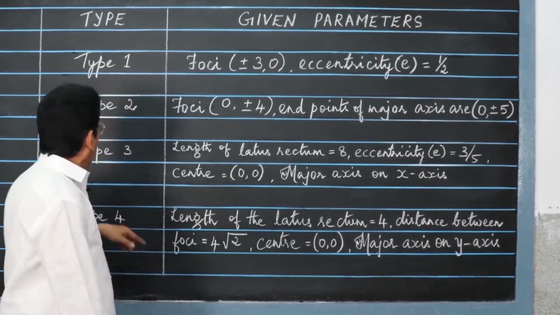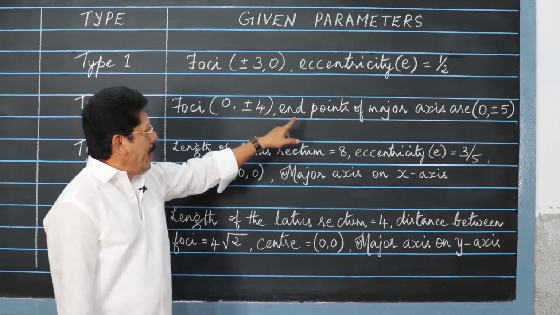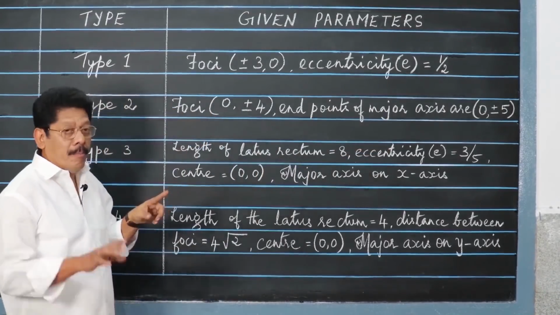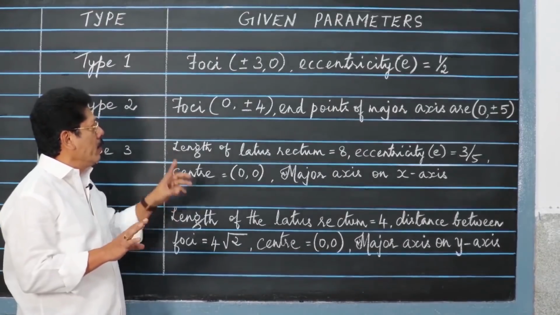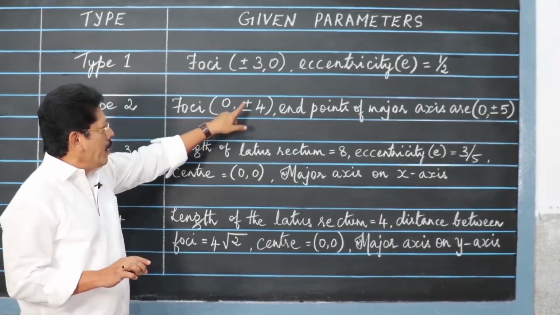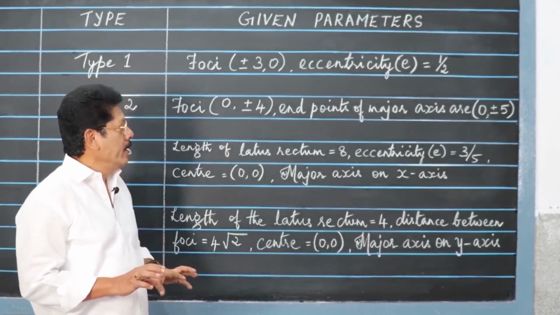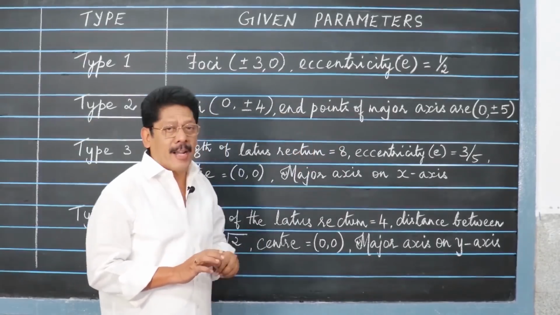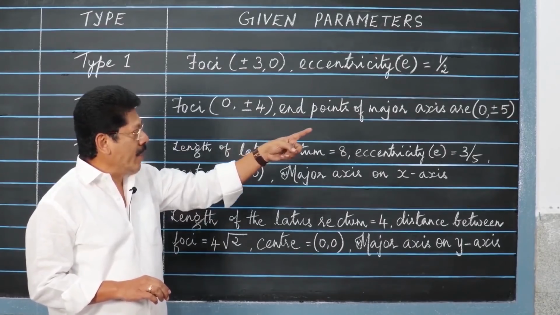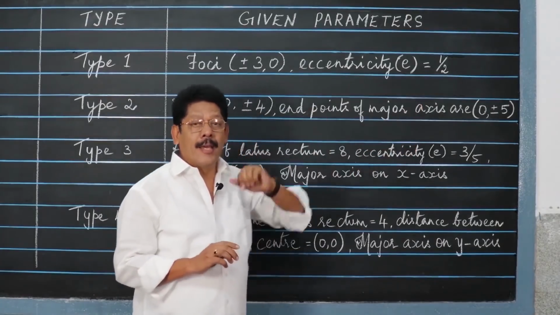Now, let us go to type 2. In type 2, what is given to you? Foci is given as 0, plus or minus 4, and endpoints of the major axis are 0, plus or minus 5. Now, you should try to denote this foci 0, plus or minus 4 as what? Foci 0, plus or minus 4 is nothing but 0, plus or minus AE. Next, the endpoints of the major axis are 0, plus or minus 5, which is represented as 0, plus or minus A.